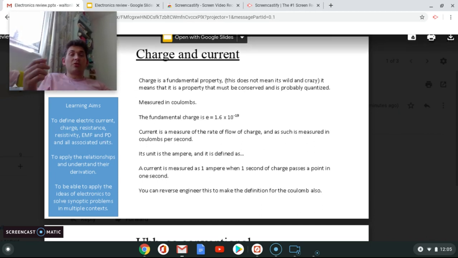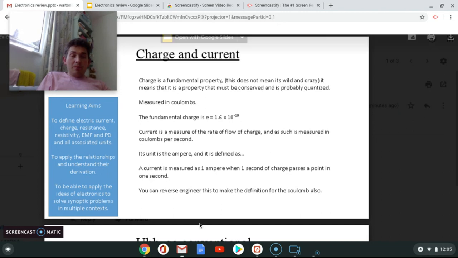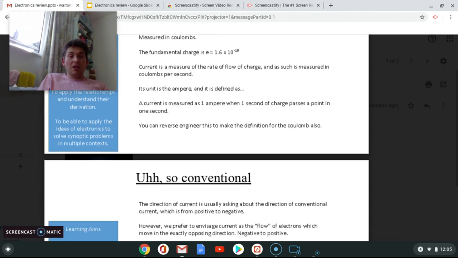Current is measured as the rate of flow of charge, and as such is measured in coulombs per second, right? Its unit is the ampere, and it is defined as 1 ampere when 1 coulomb of charge passes a point in 1 second. And you can reverse engineer that to make the definition for the coulomb, and you could even make the definition for the second, but that'd be weird. But you could if you wanted.